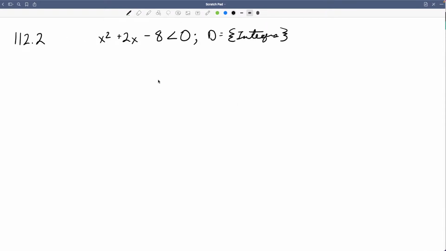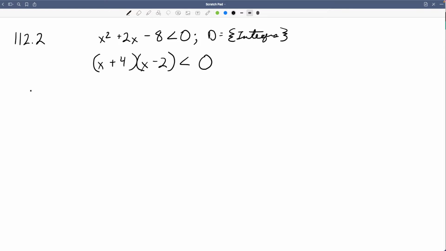In this statement we have a quadratic: x squared plus 2x minus 8 is less than 0 in the domain of integers. The first thing we have to do is factor. So we factor this, and that's going to be a positive 4 and a negative 2, because the inner number would be positive 4x, the outer number would be negative 2x. Combined, that gives you a positive 2x in the middle.